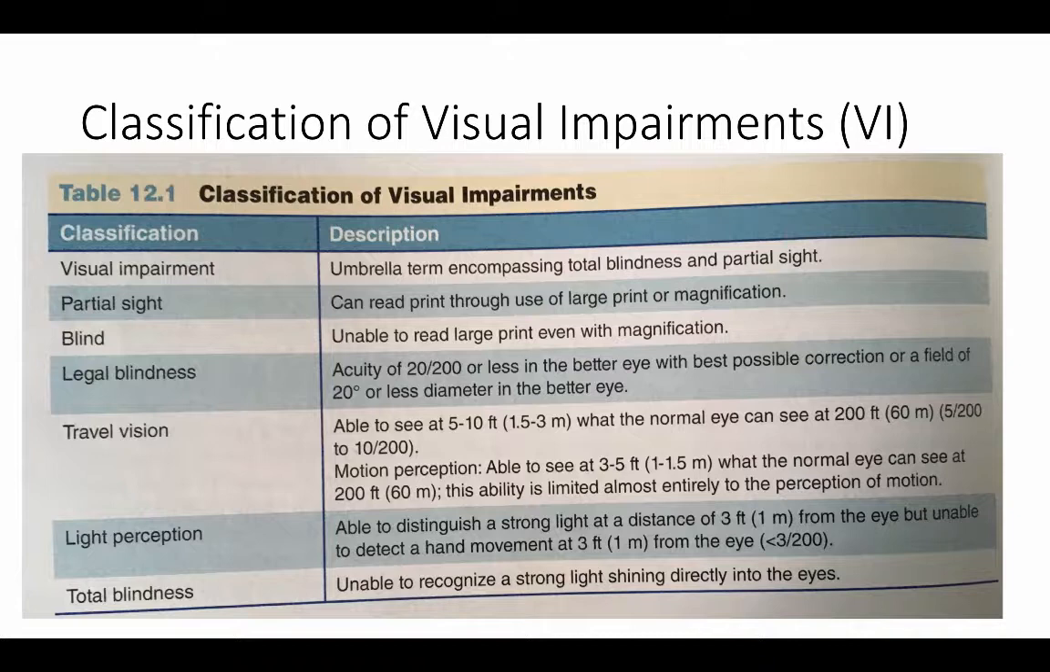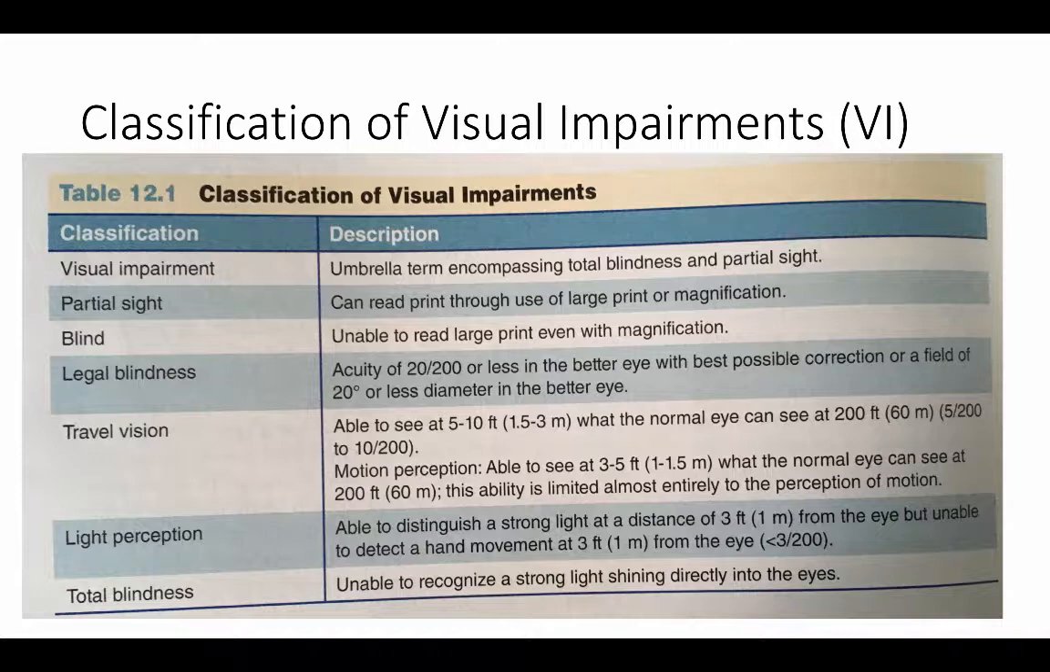Legal blindness, some of your friends, you might say, yeah, I'm legally blind. That's having an acuity of 20/200 or less in your better eye, even with the best correction, and a field of 20 degrees or less in diameter in the better eye. We'll talk about acuity and field loss in a little bit. Travel vision is being able to see at 5 to 10 feet what the normal eye can see at 200 feet, so we're looking at 5/200 or 10/200. Motion perception is the ability to see only about 3 to 5 feet in front of them.